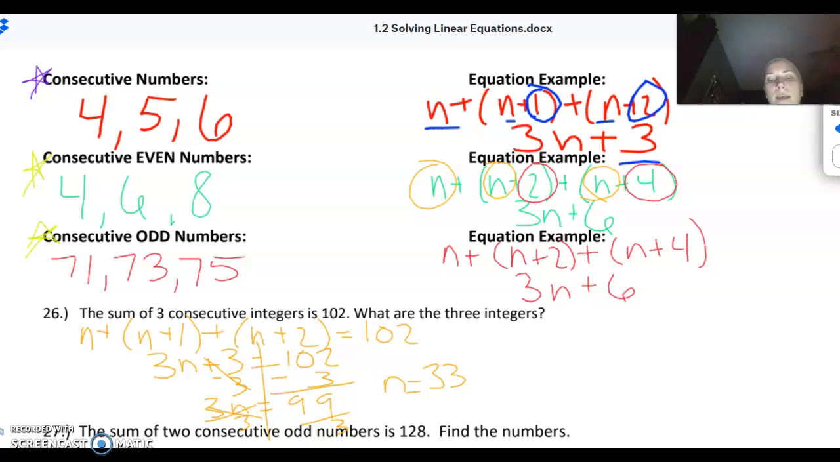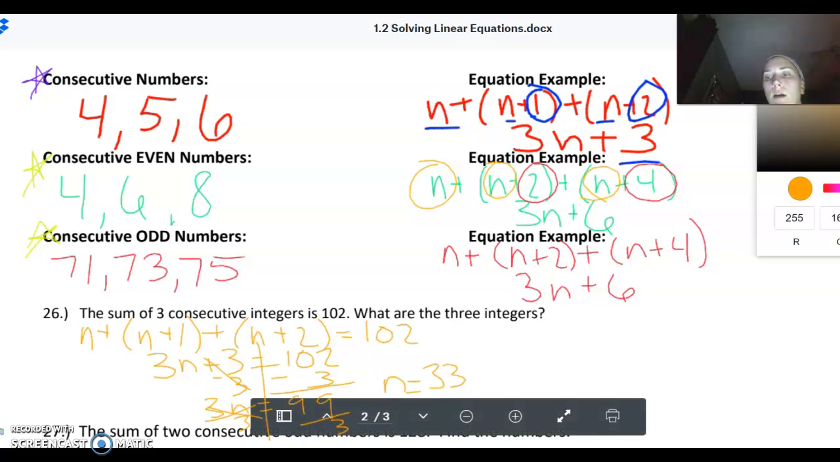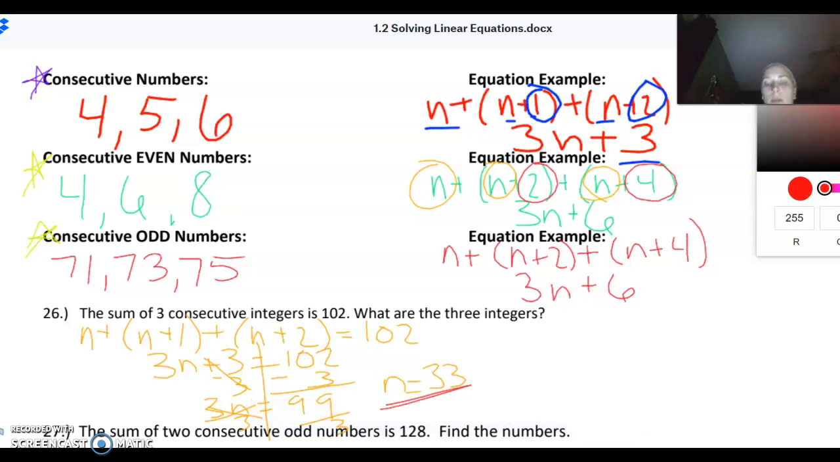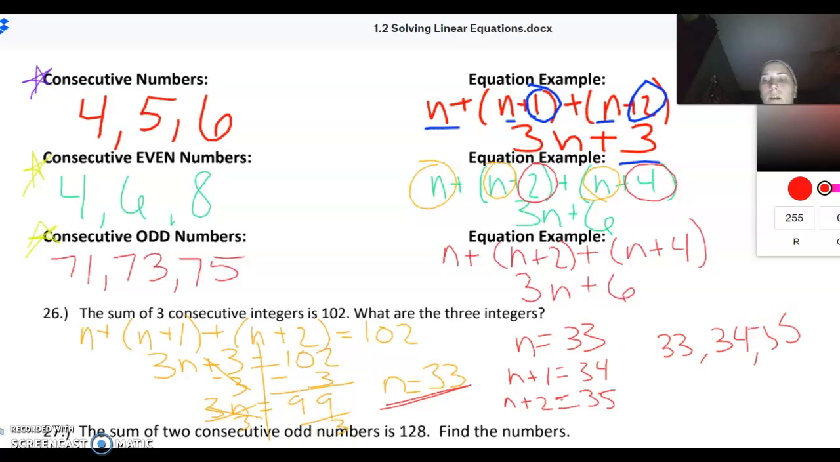Okay, so that's n. That's one of our numbers. We want 3 consecutive. So we have n equals 33, n plus 1 equals 34, and n plus 2 equals 35. So your answer to this question is not just 33. Your answer is 33, 34, 35. That is your answer for number 26.